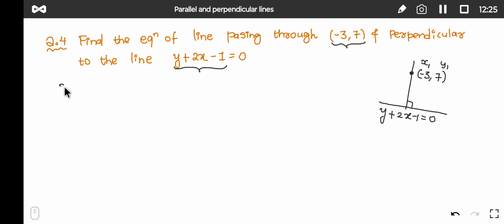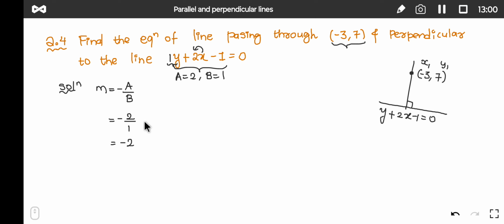The first step we have to do is find out the slope of the line which is given. So the formula is m is equal to minus a upon b. In this line also, a is nothing but the coefficient of x, that is 2, and the value of b is the coefficient of y. So y is here in the first place, so there is no number, that means 1 is there. 1 into y is y, so the value of b is 1. So minus of a, which is 2, upon b, which is 1. So minus 2 by 1, which is minus 2. This minus 2 is the slope of the given line.